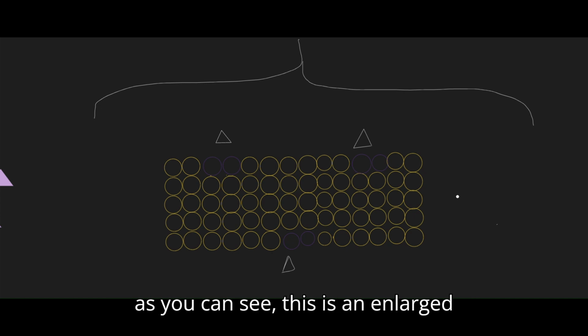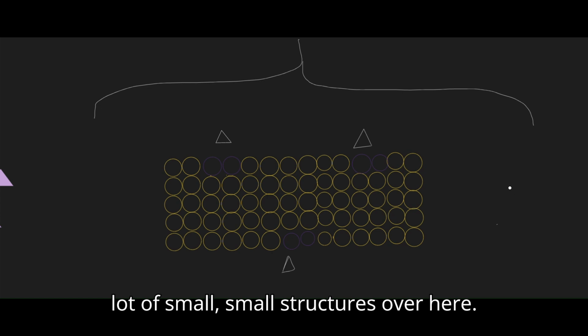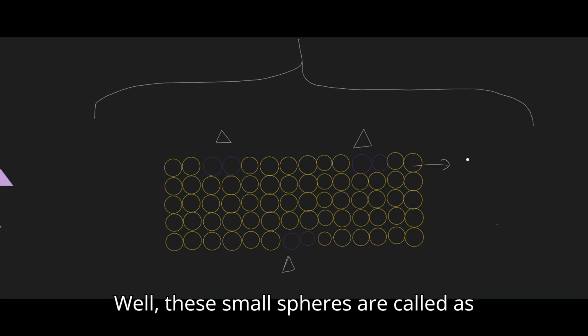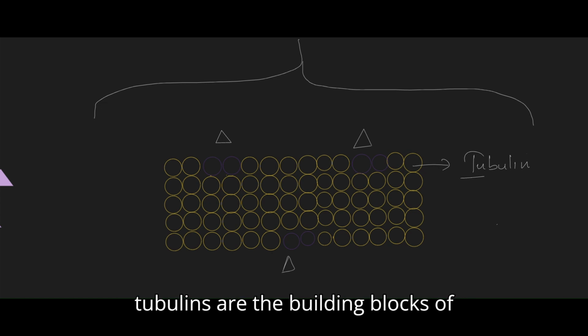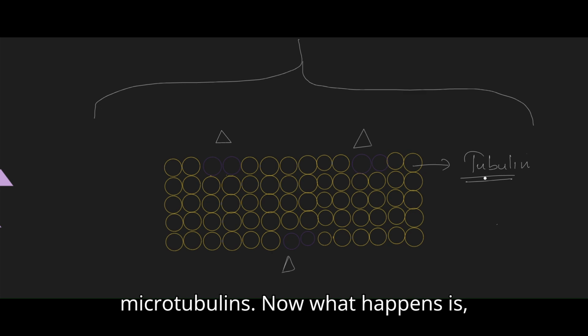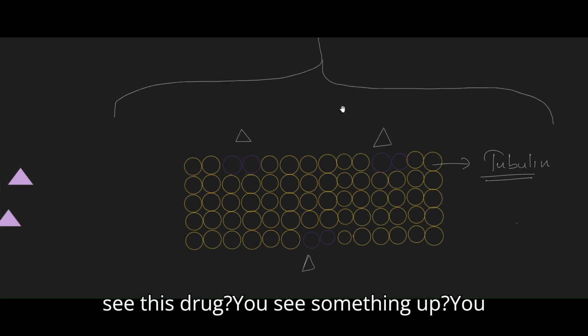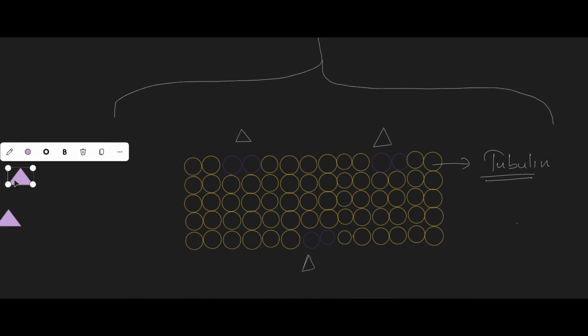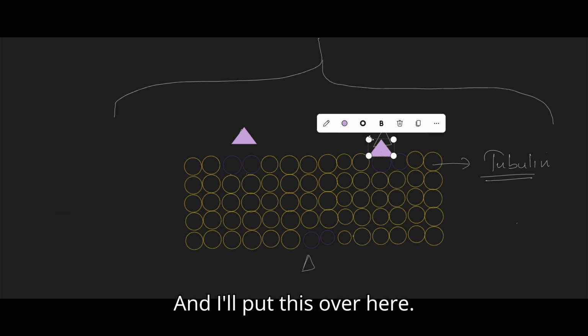So as you can see, this is an enlarged version of the microtubule. You can see a lot of small structures over here. Well, these small spheres are called tubulin. These tubulins are the building blocks of microtubules. Now what happens is, this is Griseofulvin, by the way. You see this drug? I'll just put it over here. And I'll put this over here.